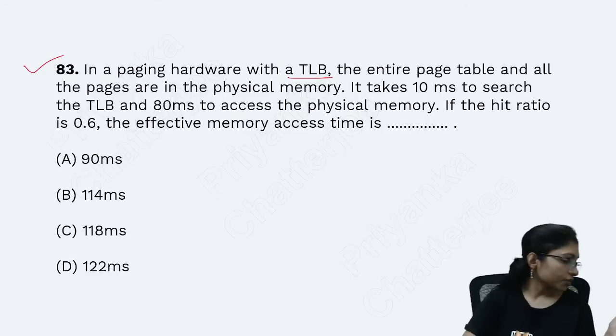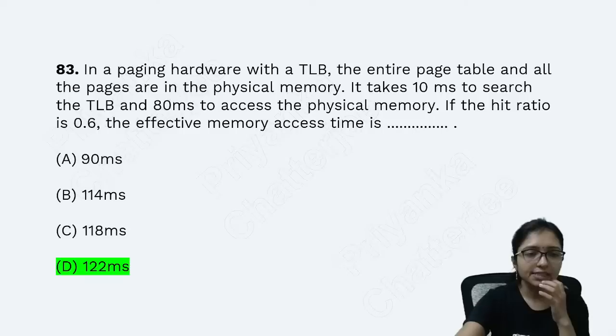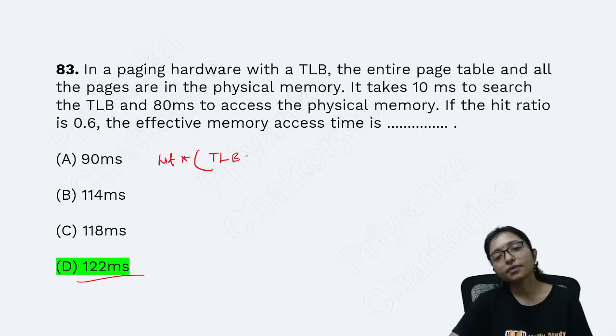What is the answer for this question? Yes, everyone is giving the answer 122, which is the correct answer. What is the formula for TLB? The TLB formula is hit ratio multiplied by TLB access time plus main memory access time.